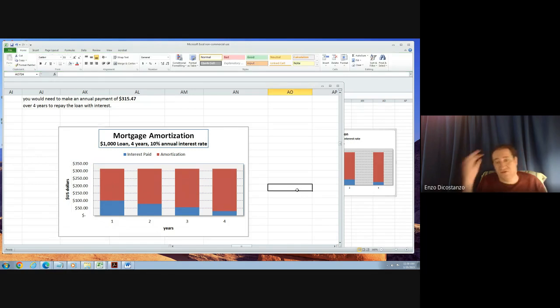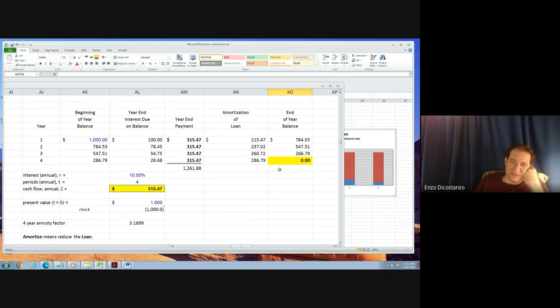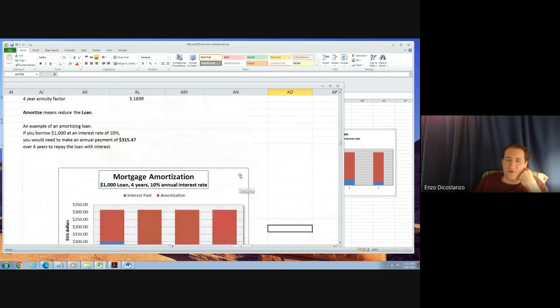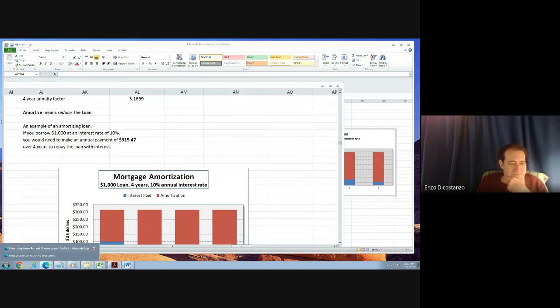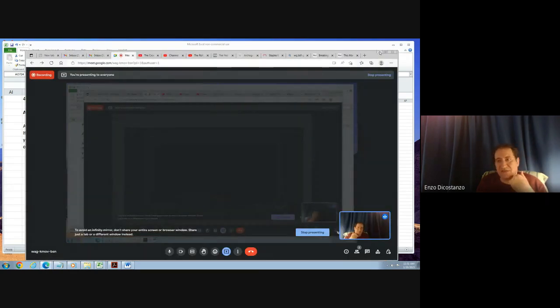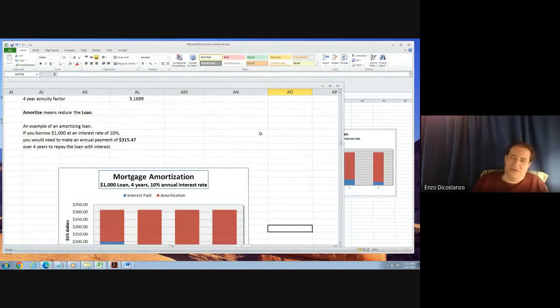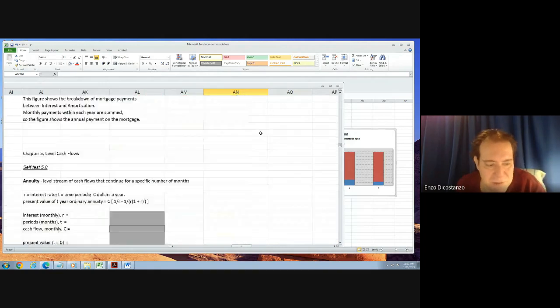But that's your graphic that shows what this is saying: you're paying less interest as time goes on and more of the principal of the loan. And a 4-year one is a manageable one that you can look at. Okay. Some of these other ones can be a little tougher. If it's 360 periods or something, it's going to be a little tougher to get our hands around that. Okay, so we're going to pick up here with the next video.